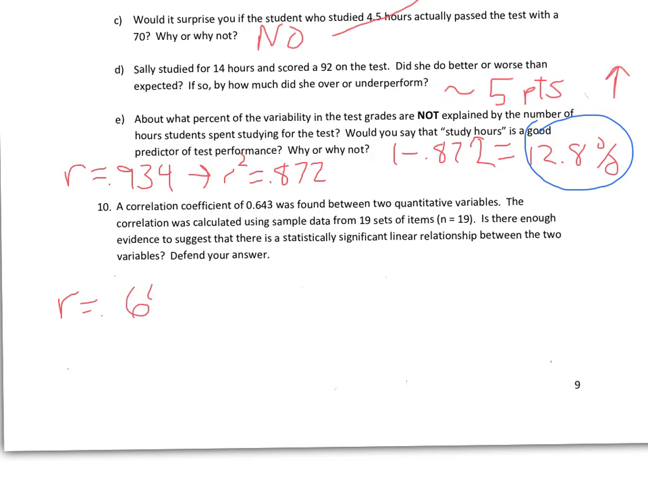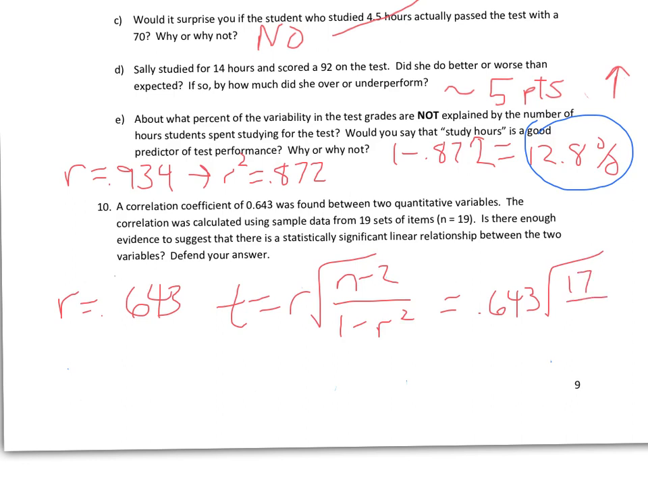0.643, to find out if it's significant or not, we have to use that formula that I gave you in class on Thursday, I believe. So you use T is R times the square root of n minus 2 over 1 minus R squared. In this case, you're looking at 0.643 times the square root of 17, because 19 minus 2 is 17, over 1 minus 0.643 squared. When you simplify that, you'd end up with 3.46.